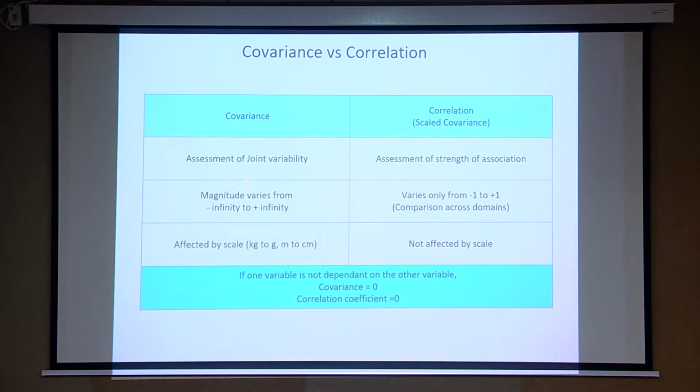So what is the difference between covariance and correlation? Correlation is nothing but scaled covariance. Covariance assesses the joint variability, while correlation assesses the strength of the association. Covariance is minus infinity to infinity, correlation is minus 1 to 1. So you can compare across domains. If you see placental thickness, the same value you can describe. For vehicle speed and accidents, you can describe from minus 1 to 1. So you can compare across the domains. Covariance is affected by scale and correlation is not affected by scale.